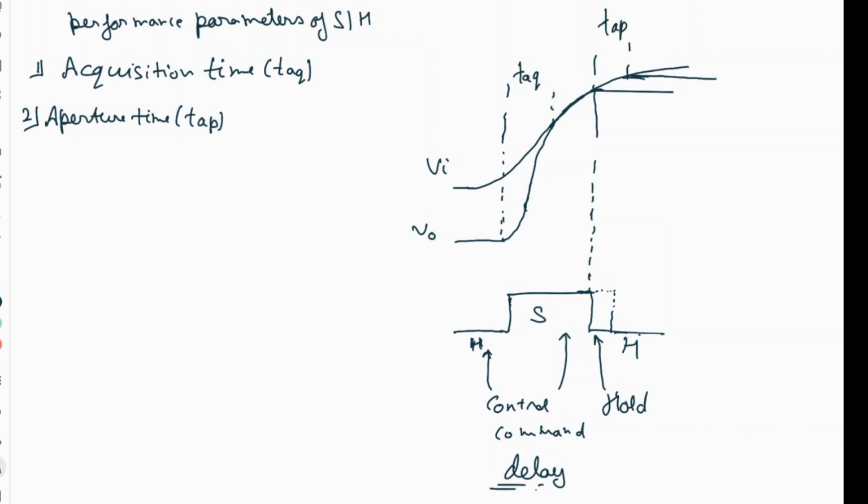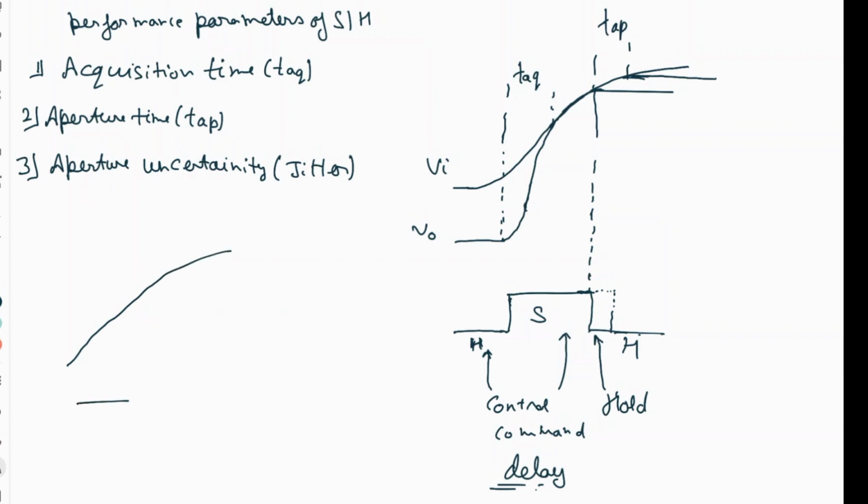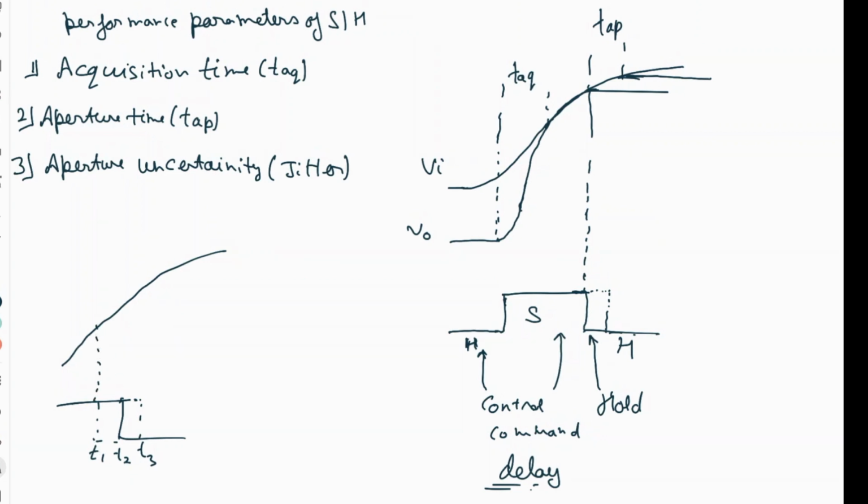The third performance parameter is aperture uncertainty, also known as jitter. It is the uncertainty in the aperture time, and this comes from the noise that is superimposed on the hold command, and it shows sample to sample variation. Suppose we have an input signal and we have given the command to hold, and there could be a variation. It can occur at t equal to t1 or t equal to t2 or t equal to t3, which leads us to the uncertainty in the aperture time. This is called jitter.